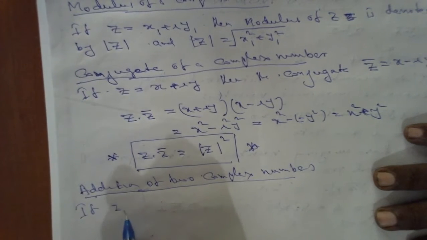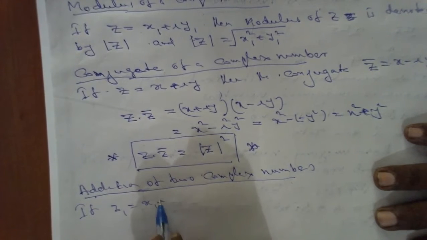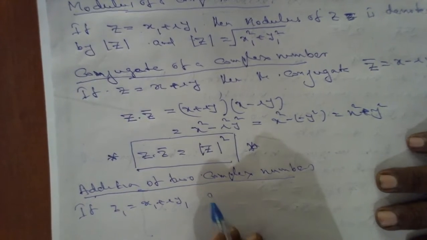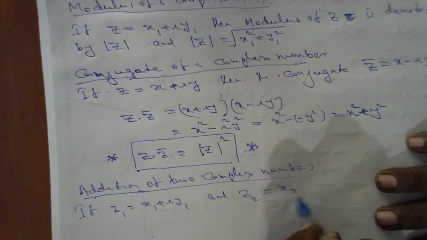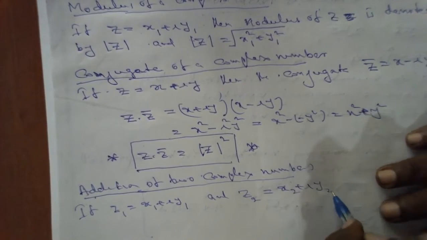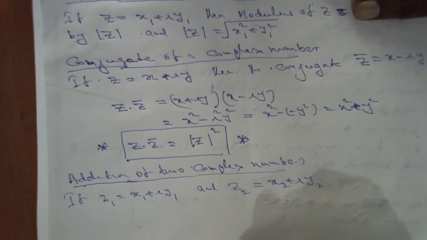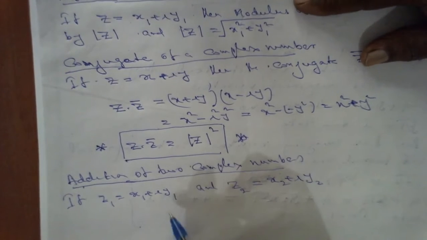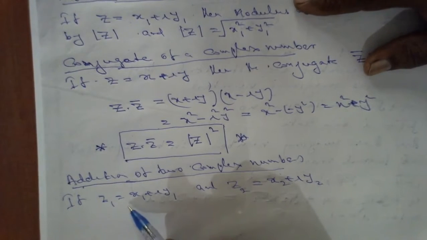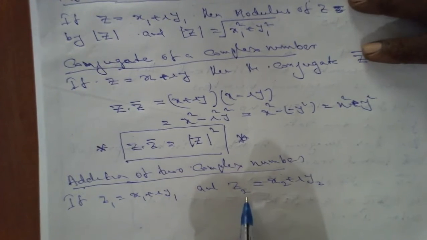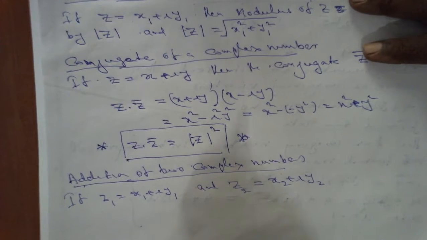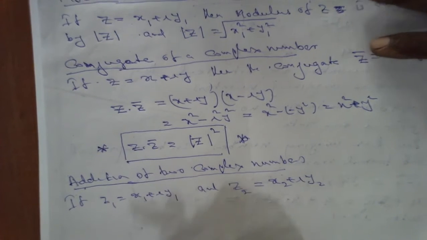If C1 equals x1 plus iy1 and C2 equals x2 plus iy2, right? Now this is an ordinary form of complex number. If I mention C equals a plus ib or C1 equals x1 plus iy1, what can you say about x1 and y1 to you?